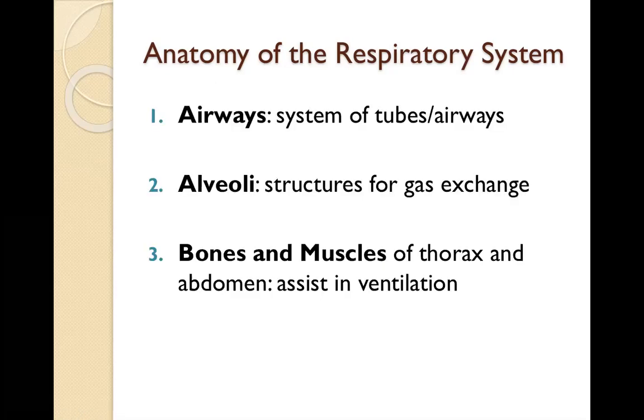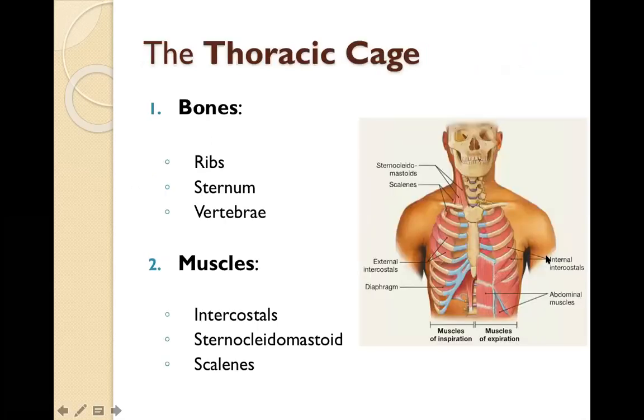The major anatomy of the respiratory tract includes airways, alveoli, and everyone usually forgets about the bones and the muscles of the thorax that are also important in the function of the respiratory tract. And not only are the bones and muscles of the thorax important in normal functioning of the respiratory system, also the muscles of the abdomen can sometimes assist in ventilation as well. So we're going to talk about each of these. We'll start off with the bones and the muscles.